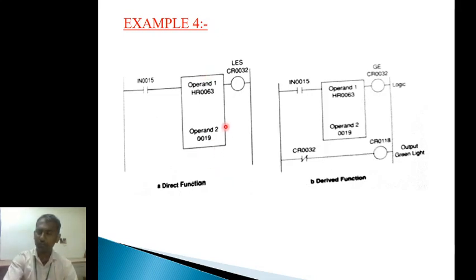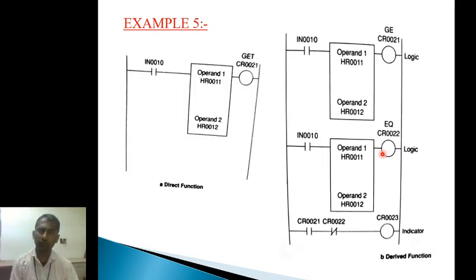However, if some PLCs do not have this less than comparison function, at that time we can use the greater than or equal to function for performing the less than function. How? We can first perform the greater than or equal to function. Greater than or equal to, NOT, means less than. So that's why this GE CR0032 output can be represented with a normally closed contact, and this CR0118 is nothing but the less than function.